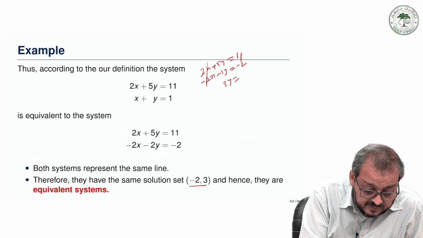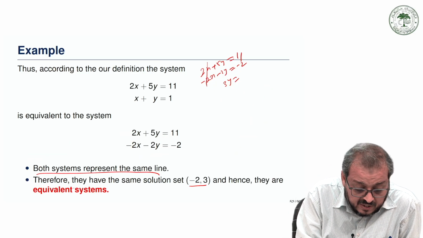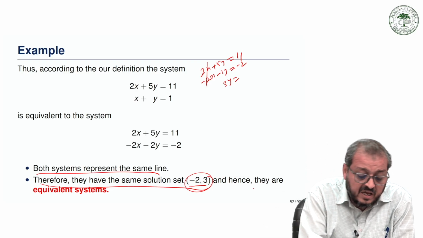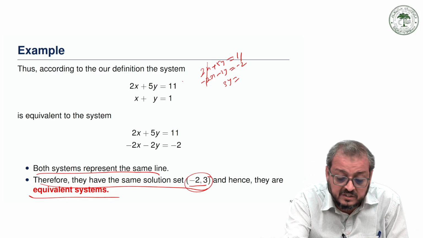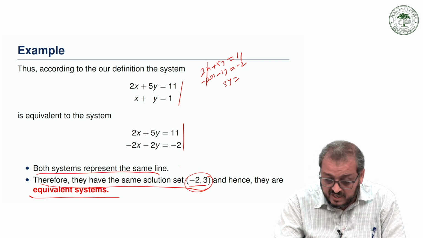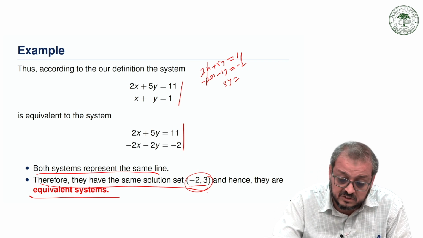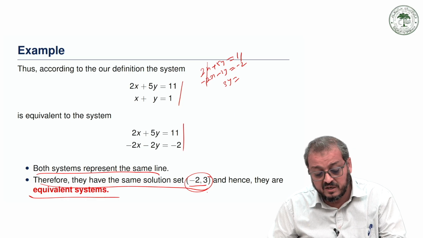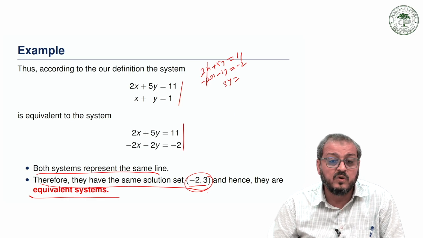Both systems represent the same line, and therefore have the same solution set, minus 2 and 3, and they are equivalent systems. So clearly these two systems have the same solution set, minus 2 and 3. So we can say that these two equations form an equivalent system.